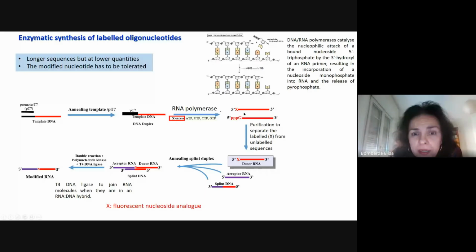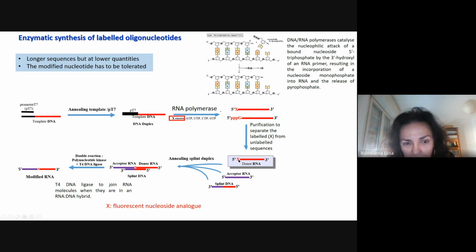So practically at a certain point, in case we have a fluorescent nucleoside analog, what we will have is a sort of competition. So let's imagine that here is an analog of guanine. So we can have some sequence like this and some sequence with the natural guanine. So purification has to be done to separate the labeled from the unlabeled. And then somehow the rest has to be added when we have the right position.